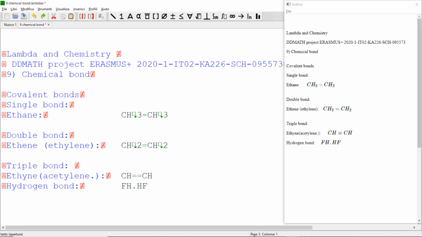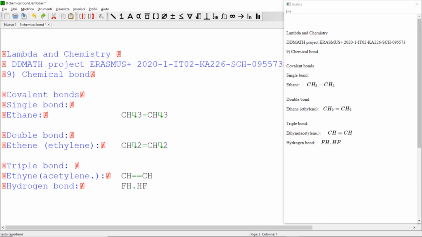Single bond. We also use the hyphen symbol in these examples, using the subtraction symbol by convention. Ethane: CH₃-CH₃.